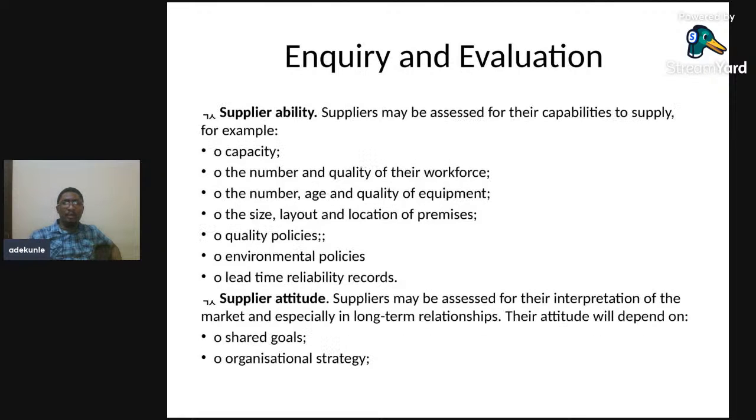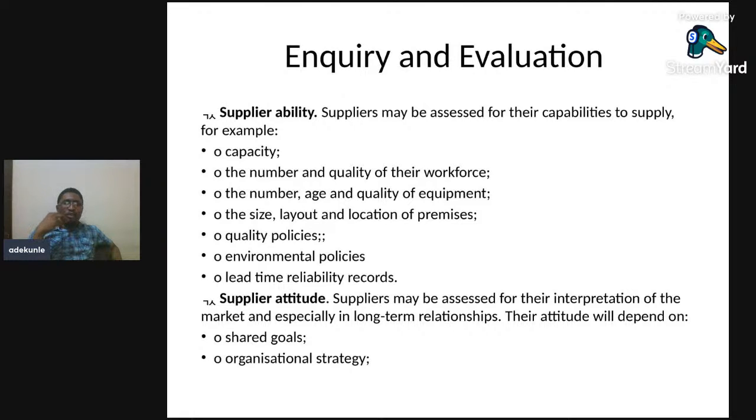Then we have what we call, so you want to evaluate the supplier's ability. You want to assess the supplier's ability based on, one, capacity, based on the number and quality of their workforce. You also want to base it on the age and quality of their equipment. You want to assess your supplier based on the quality of their policies, the size, layout and location of their premises, environmental policies, lead time, and liability records. That's how you want to evaluate or appraise your supplier's ability.